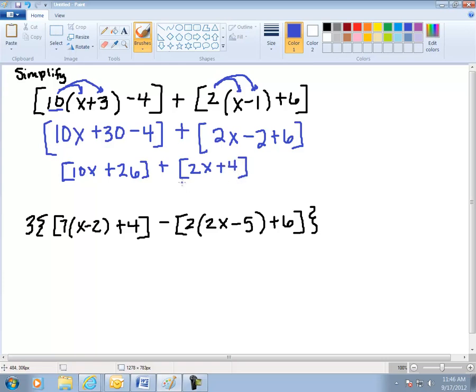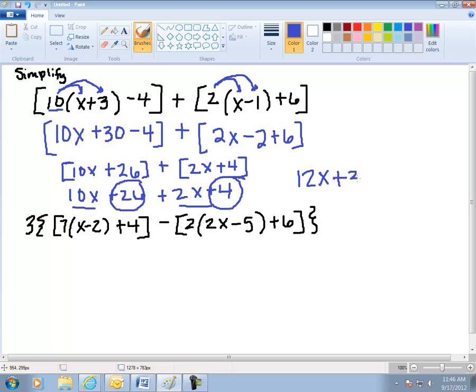Okay? And now we can just drop our parentheses. All right? Notice there's really nothing out front here to distribute or here. So I end up with 10x plus 26 plus 2x plus 4. And now for my last step, I just combine my like terms. I've got 10x and 2x. That gives me 12x. And I have 26 and 4, which leaves me 30. Again, remember we worked from the inside out.